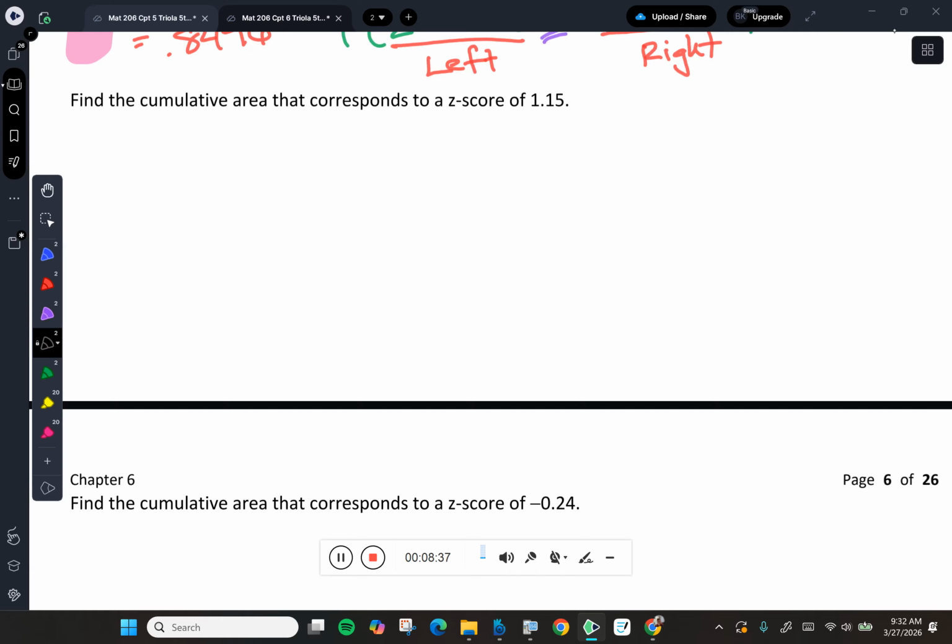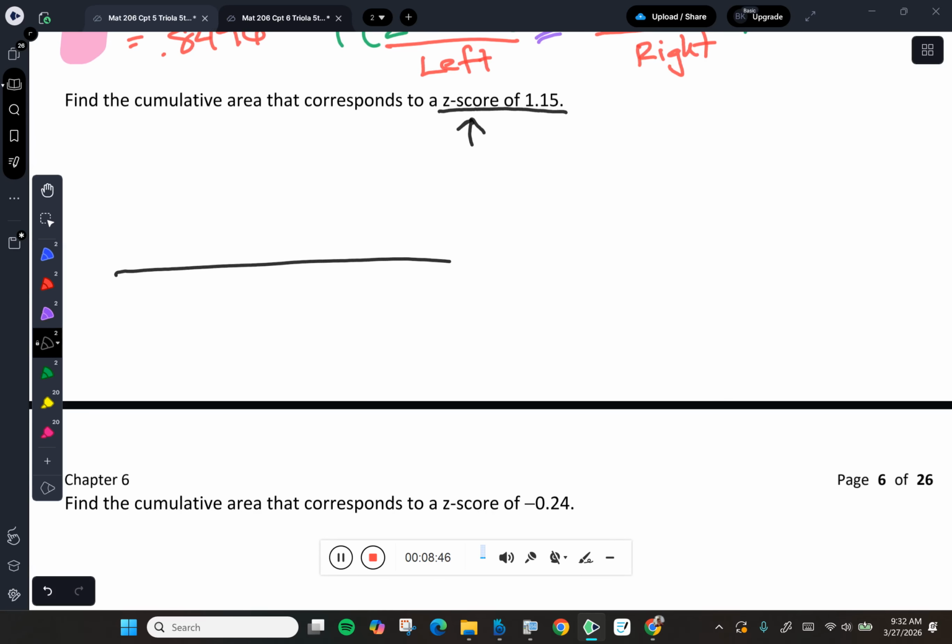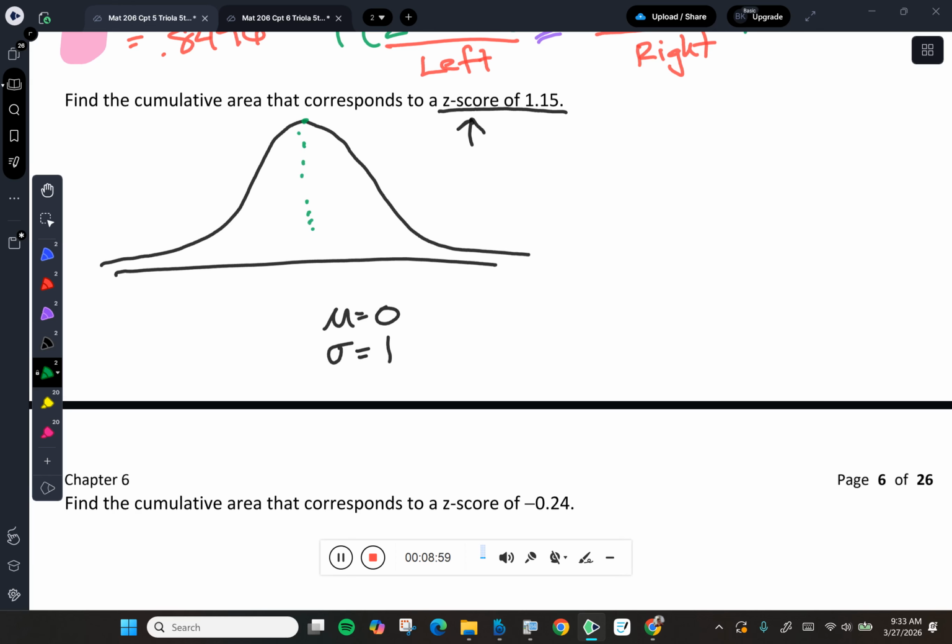Find the cumulative area that corresponds to a z-score of 1.15. Okay. The fact that we're looking at a z-score tells me I'm dealing with a standard normal distribution where my mean is going to be 0 and my standard deviation is going to be 1. So I know that the middle of this thing is 0. So this positive 1.15 is over here somewhere to the right. So 1.15. Okay. What does this mean?